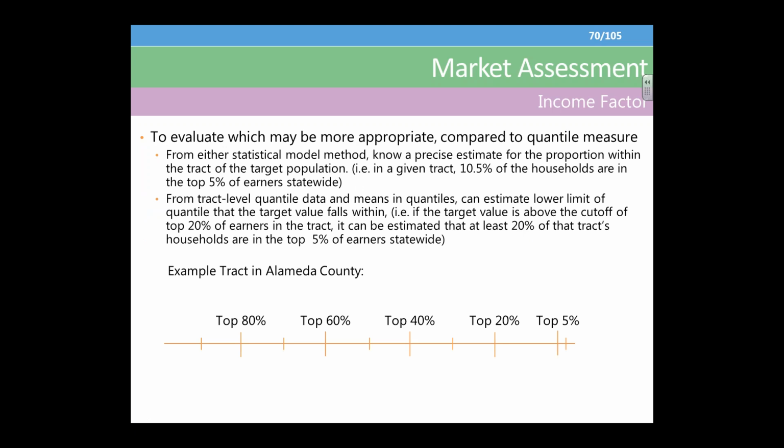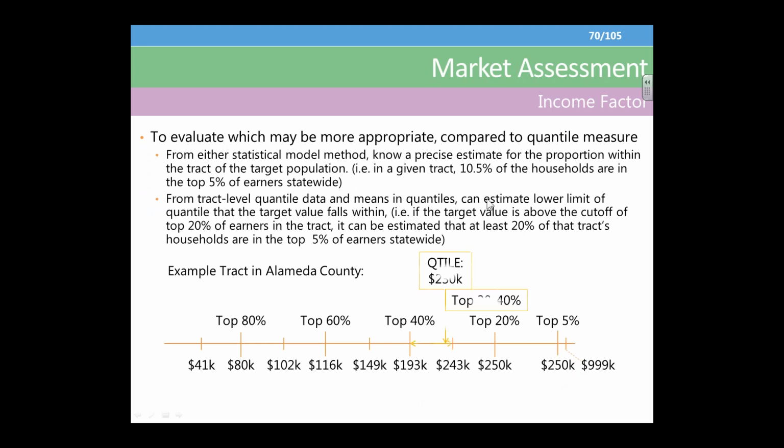Again, I'm not going to go through this top bullet and all this reading. Maybe when you look at the slides later, you can read through that. But visually, this is an example of a tract in Alameda County, and these are all the cutoffs for the different quantiles and their means. If we look at this county, we're looking for 230,000, and the data indicates that it's between the top 30 and the top 40% in that tract.